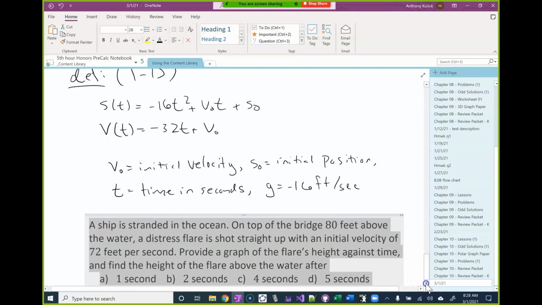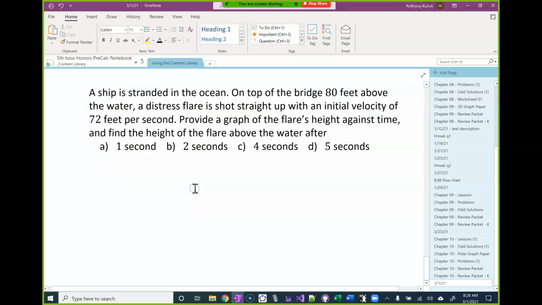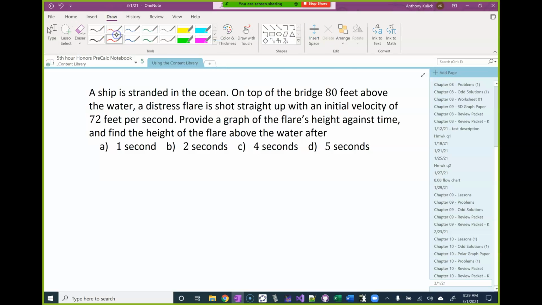All right. A ship stranded in the ocean. On top of the bridge, 80 feet above the water, a distress flare is shot straight up with an initial velocity of 72 feet per second. Provide a graph of the flare's height against time, and then find the height of the flare above water after 1, 2, 4, and 5 seconds.